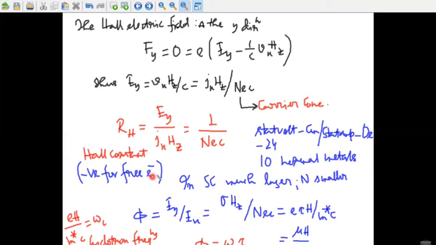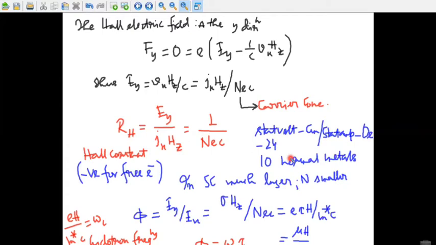The value of the Hall coefficient in electrostatic units, stat volt centimeter per stat ampere per gauss, is of the magnitude of 10 to the power minus 24 for normal metals. It will be much larger in semiconductors as N is smaller. The value of the Hall coefficient in practical units, volt centimeter per ampere per gauss, is roughly 9 into 10 to the power 11 times the value in electrostatic units.